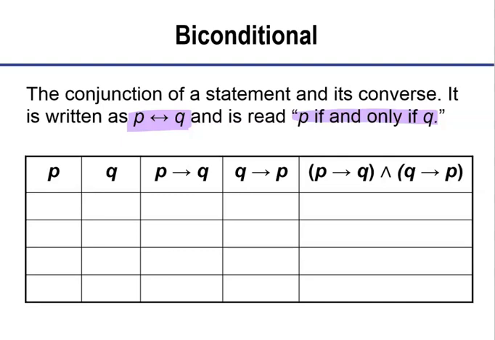Okay, so let's do our setup like we've done in the past, right? So my P column is true, true, false, false. My Q column is true, false, true, false.